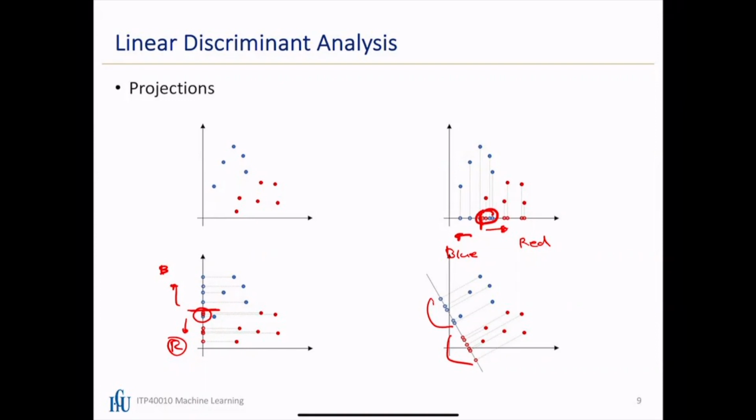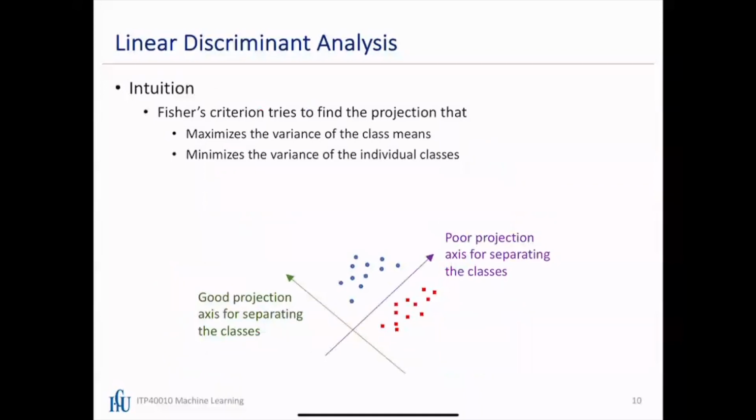So the goal in LDA is to try to find a projection like this. Again, we want to find a projection like this green line. This is a good projection where this axis separates all the classes correctly. On the other hand, this purple line is an example of a poor projection. If you project all the data points on this single line, things are even harder to classify. So we want to find this, not this.